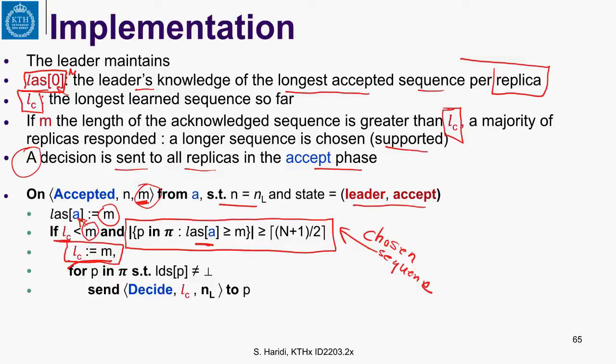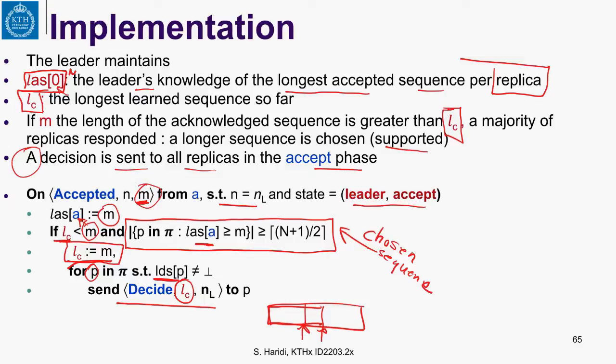And for all processes that passed the prepare phase, followers and also the leader, we just send a decide. And what is this decide saying? You have decided on some length earlier. Now we are giving you new information: you can decide on a longer prefix of the accepted sequence.